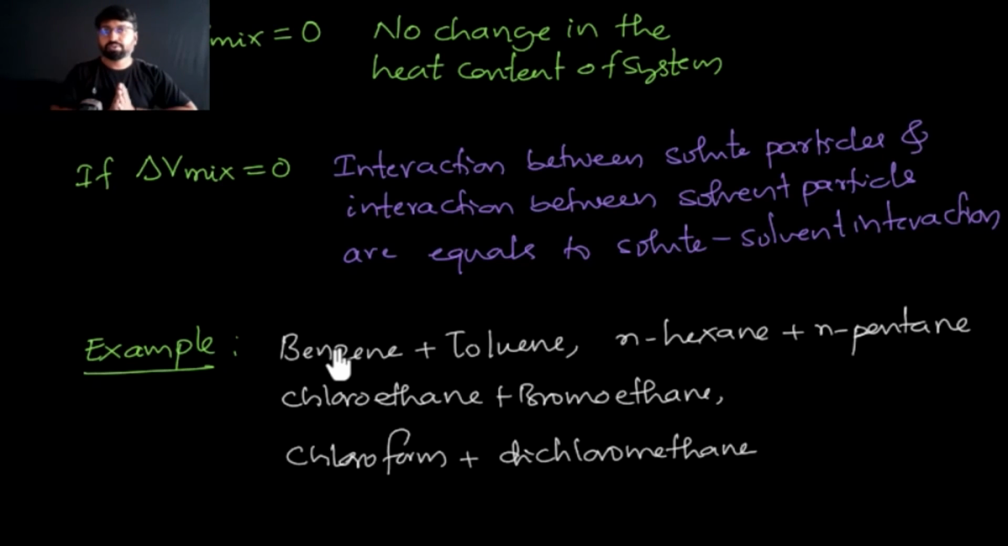In the next video, I'm going to discuss the non-ideal solutions, and non-ideal solutions are divided into the solutions which show positive deviation from Raoult's law and those which show negative deviation from Raoult's law. Right, this is all about it. And one more thing I forgot to explain: we can give a definition for the ideal solution, like the ideal solution is one which obeys Raoult's law. That is not important, anyone can understand that, but this concept is very important.